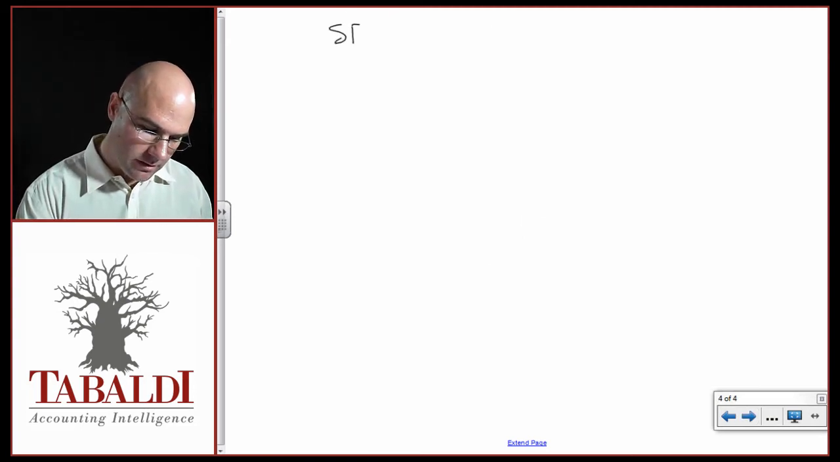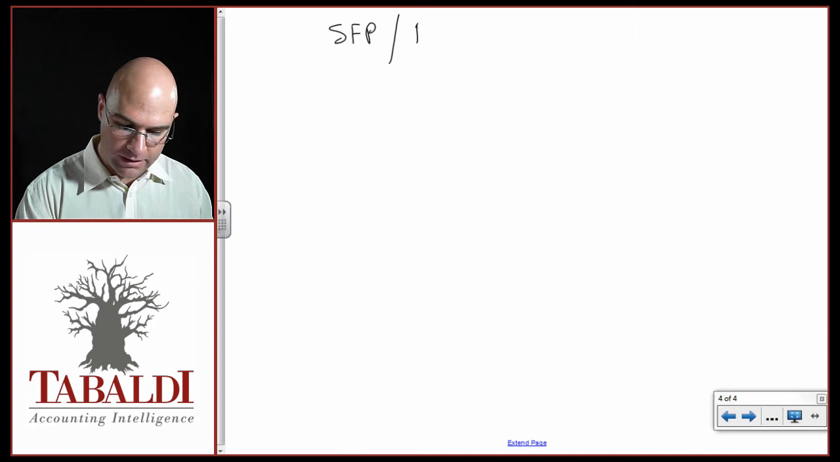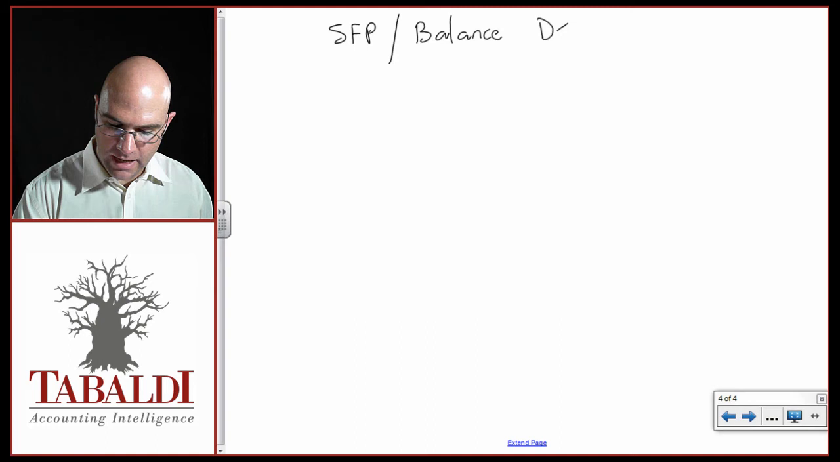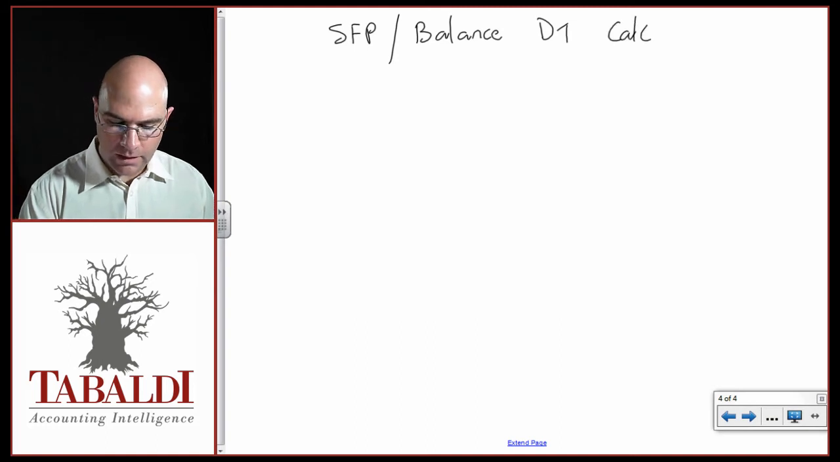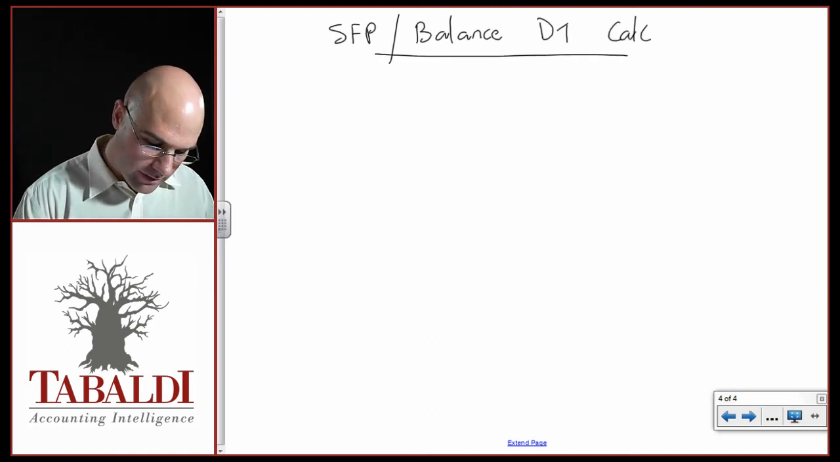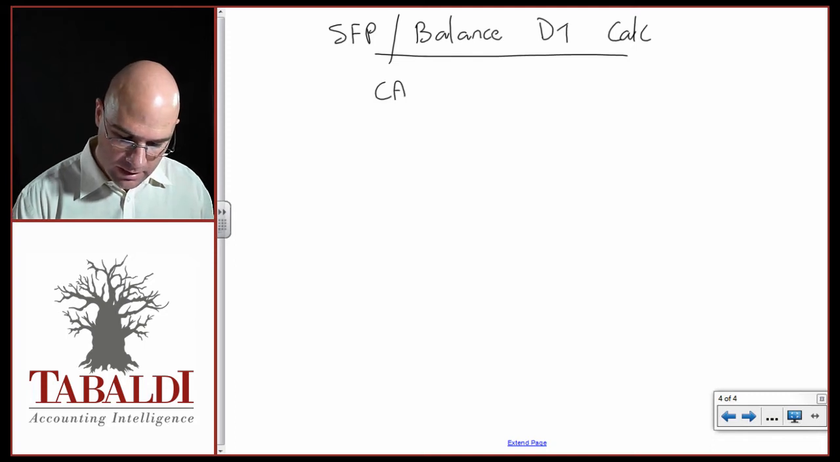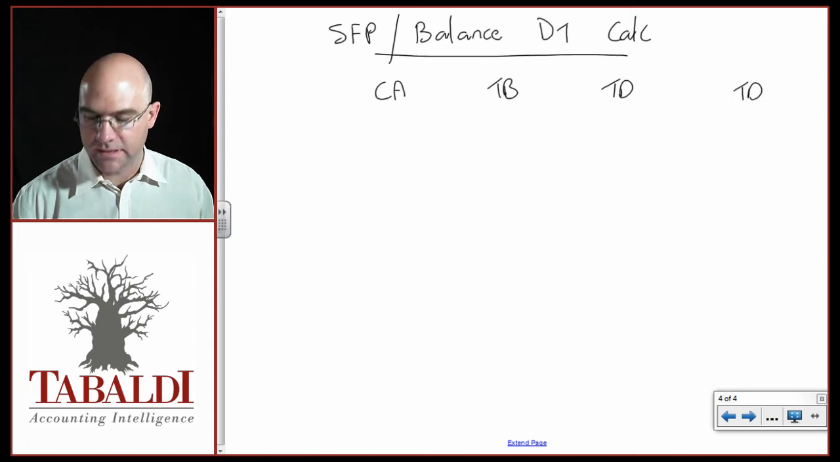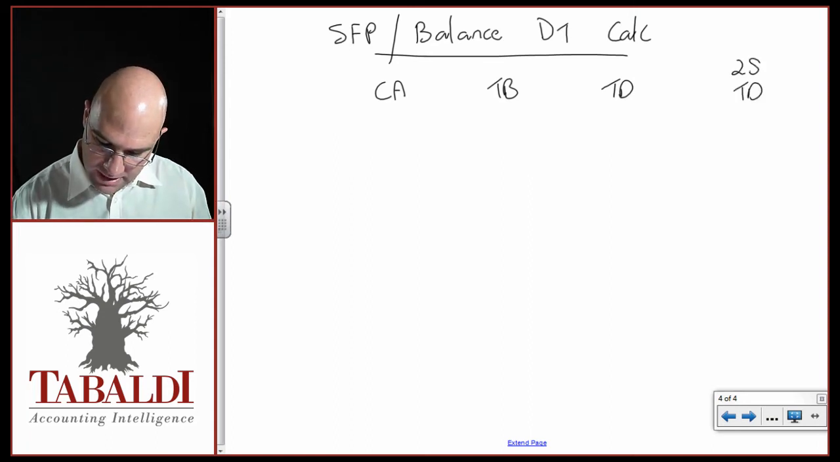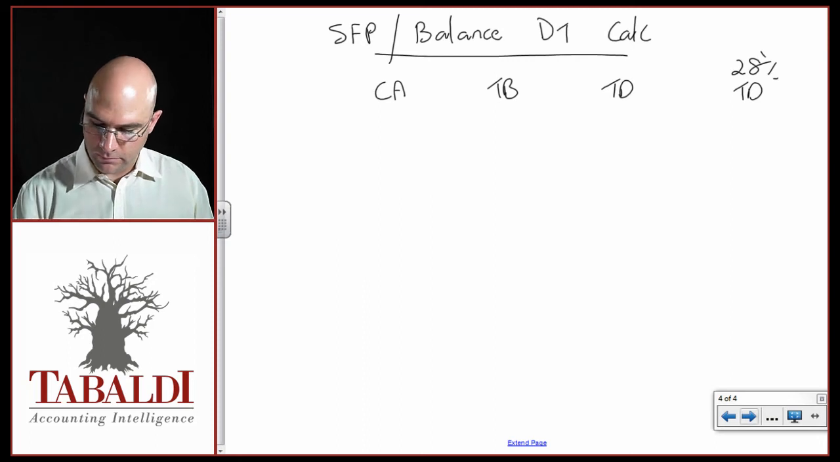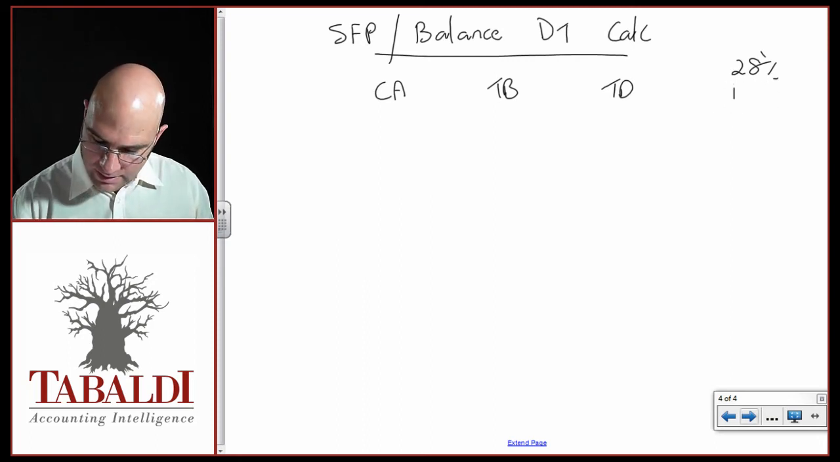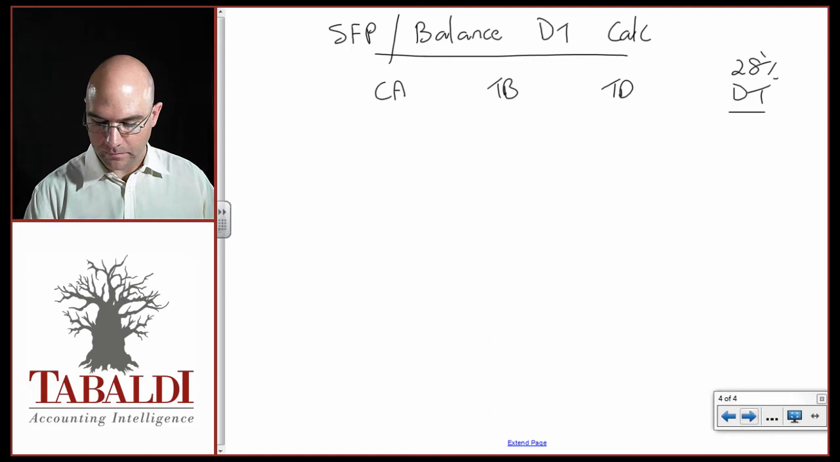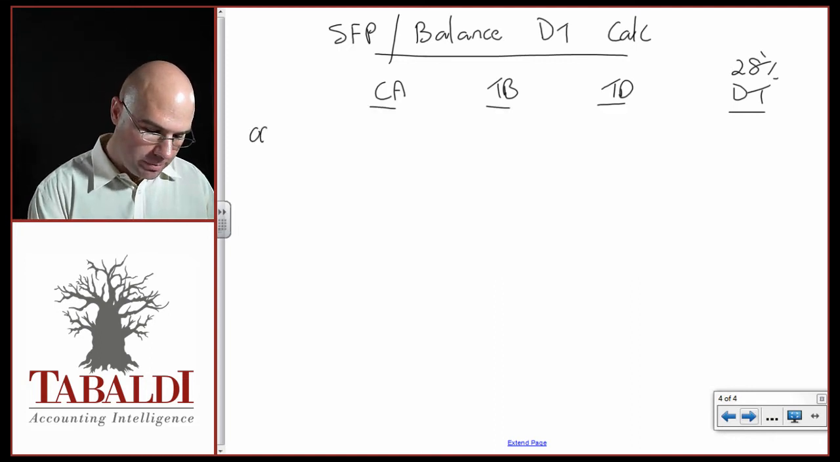So my statement of financial position, or we can call it the balance calc of deferred tax. Okay, how does that always start off? You have the following headings: carrying amount, tax base, temporary difference, and the temporary difference times by the tax rate of 28% will give me my deferred tax, DT.